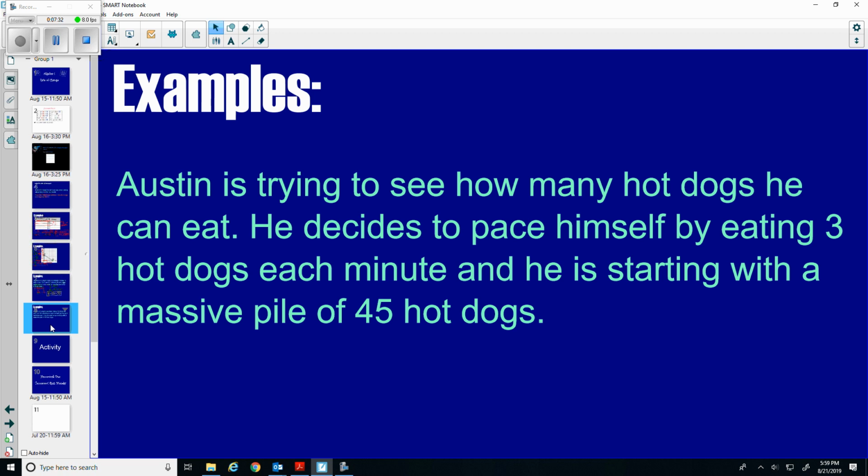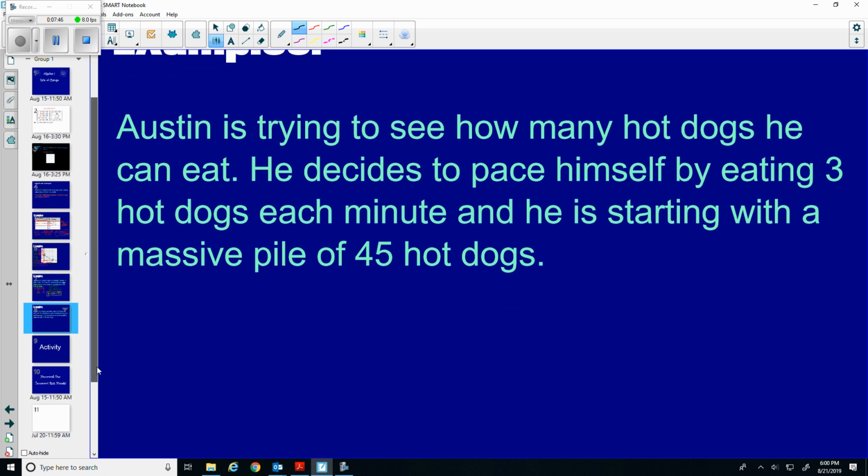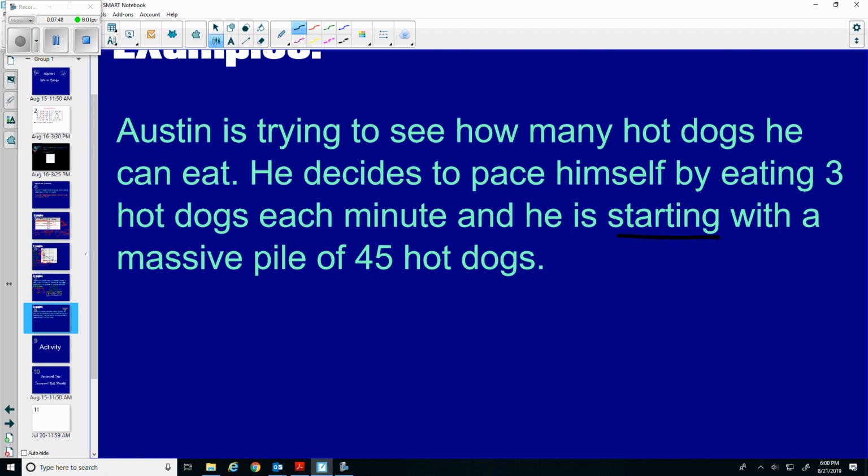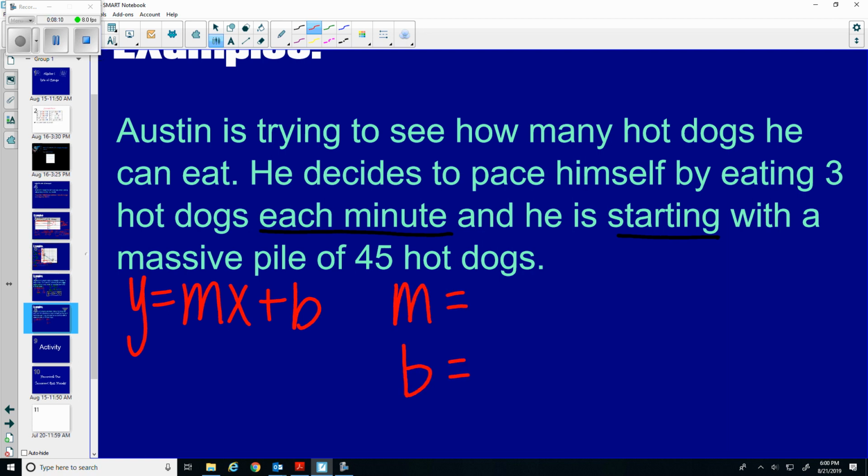Okay, so for this one, Austin is trying to see how many hot dogs he can eat. He decides to pace himself by eating 3 hot dogs each minute, and he is starting with a massive pile of 45 hot dogs. Okay, this starting should be a keyword. This each minute should be keywords to help us realize what is my y-intercept, what is my slope. Okay, so again, we're trying to be able to eventually write our equation. So y equals mx plus b.